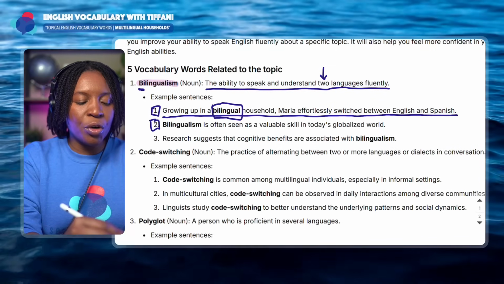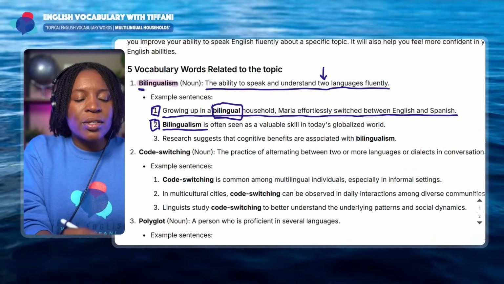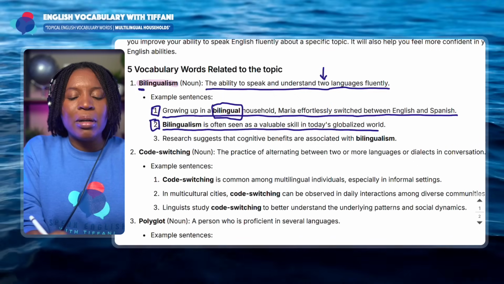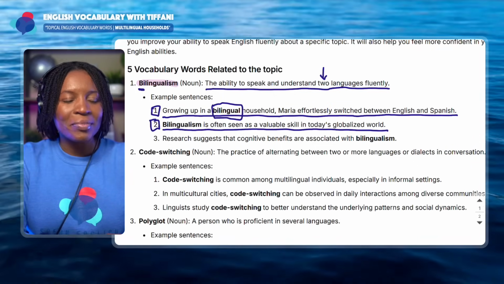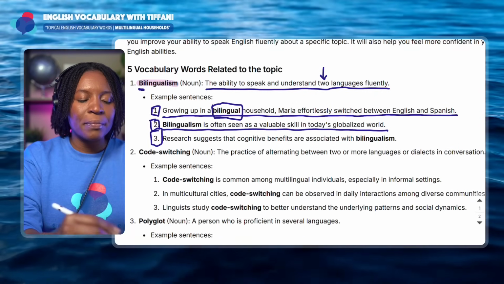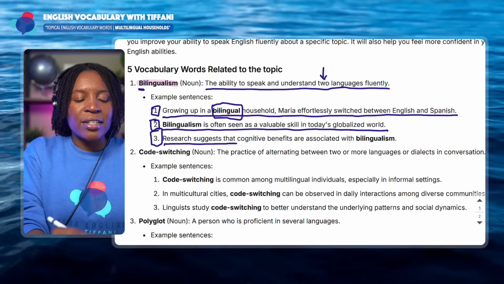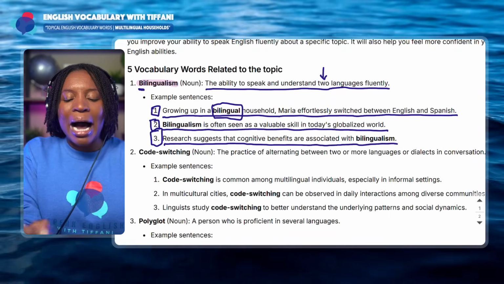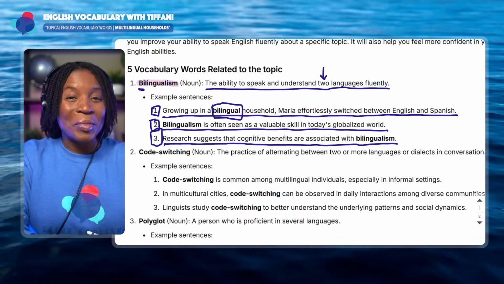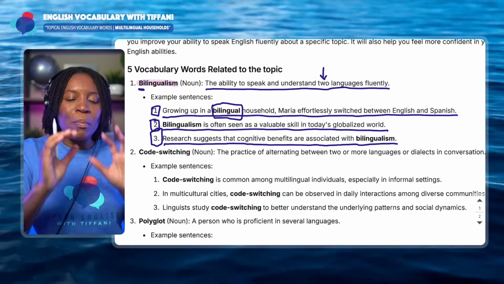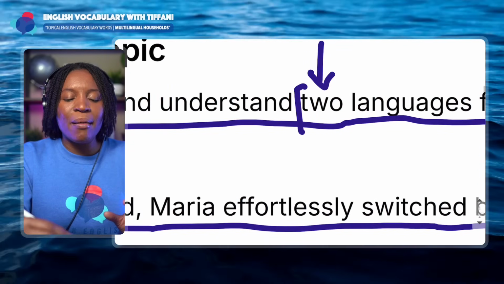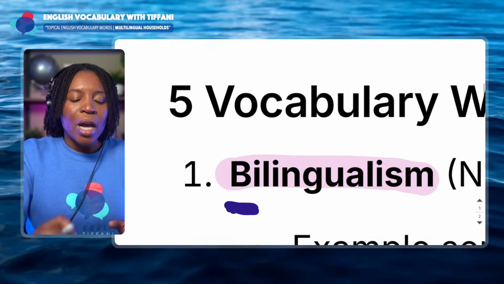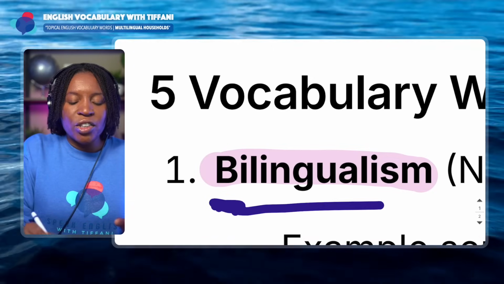Next, number 2. Bilingualism is often seen as a valuable skill in today's globalized world. And number 3, research suggests that cognitive benefits are associated with bilingualism. You got it? Again, remember, the key is the number 2. 2 languages.